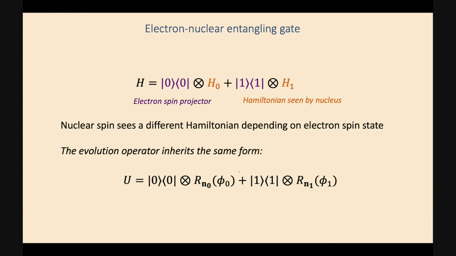The objects shown in the brackets, these first types of objects here, these projectors, are projectors on the electronic spin. And the orange ones are on the nuclear spin. So basically what this tells you is that when the NV center is in the state 0, the nuclear spin sees a Hamiltonian H0. And when it's in state 1, the nuclear spin sees the Hamiltonian H1. So this Hamiltonian has a conditional form.